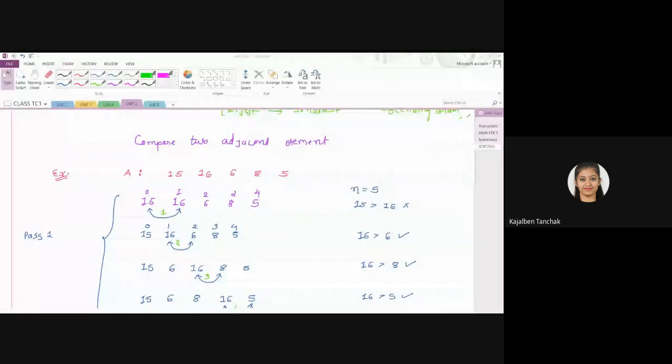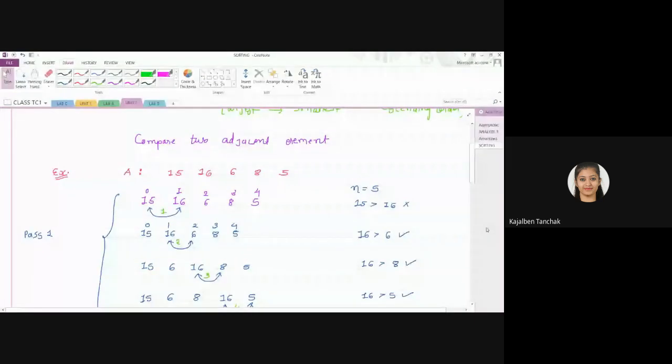4, right? That is correct. So if you are having n equals to 5, right? So the number of comparisons is equal to 4 in each pass. Number of passes is equal to 4, right?